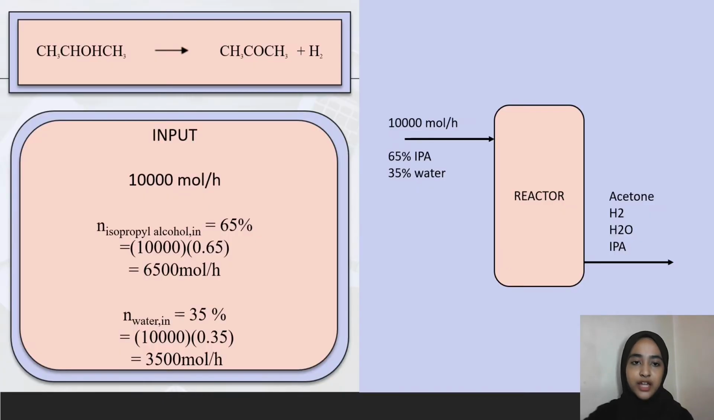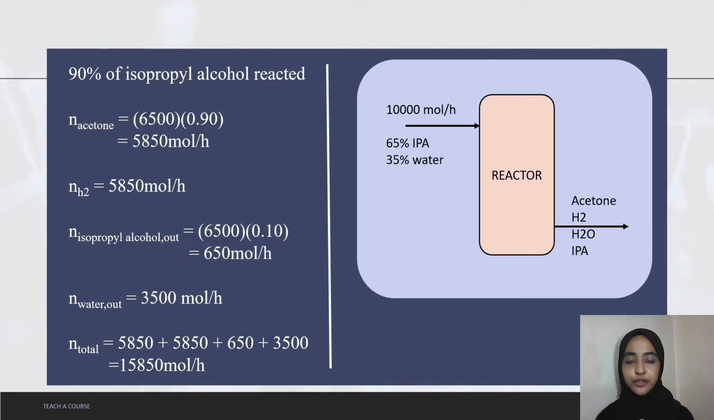Our chemical reaction is isopropyl alcohol becomes acetone and hydrogen gas. From our assumption just now, we can calculate the molecular flow rate for isopropyl alcohol and also for the water. We can calculate the molecular flow rate of each component.